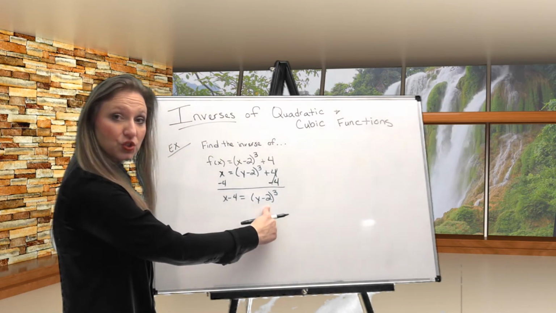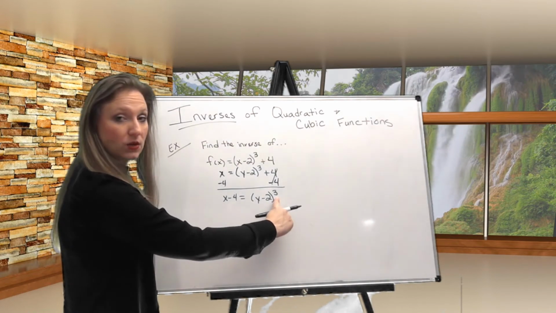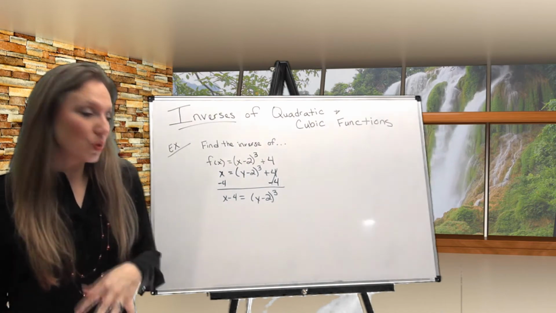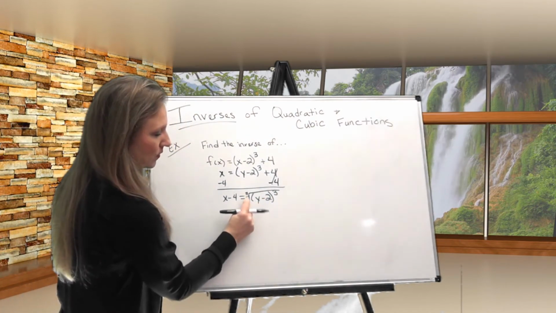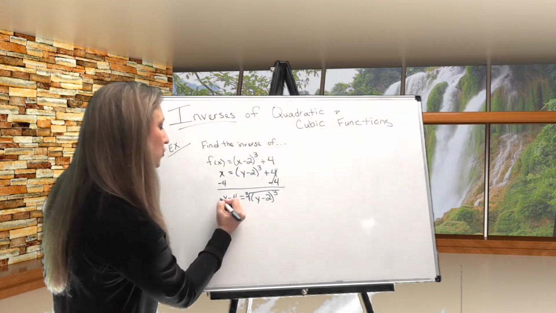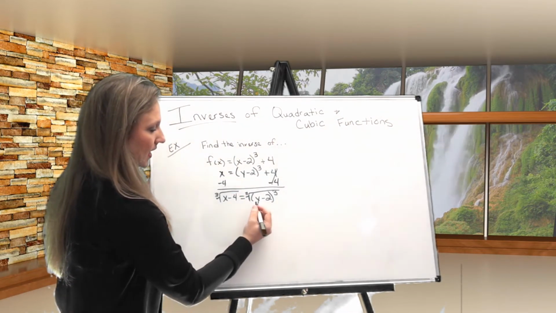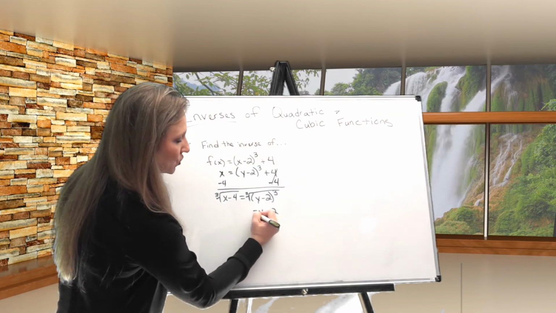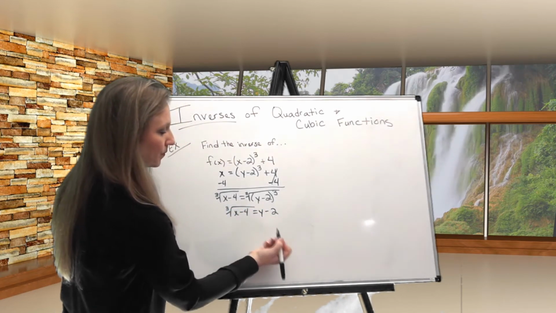I can't add the 2 next because it is trapped inside these parentheses. So I next need to get rid of this cube. The opposite of cube is cube root. So I'm going to take the cube root, that little 3 notes that it's the cube root. And then this cube root is going to cancel the cube, so I'm just left with y minus 2 equals the cube root of x minus 4.